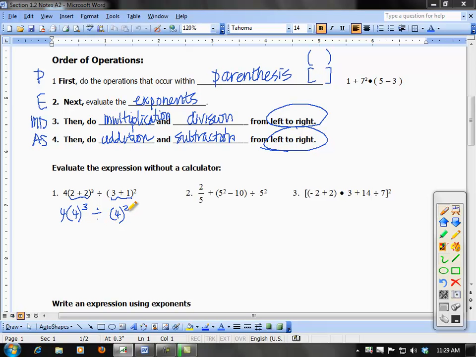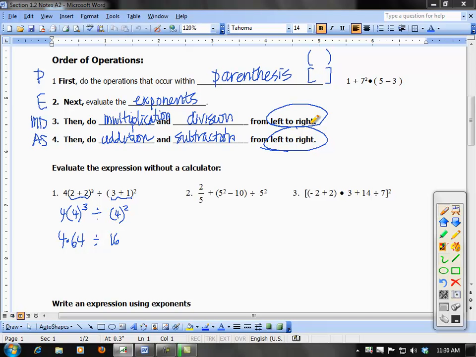We always do our exponents first, and you read them from left to right. So 4 cubed is 64. So I have now 4 times 64 divided by 4 squared, which is now 16. Now I'm left with multiplication and division. And so I do them from left to right.